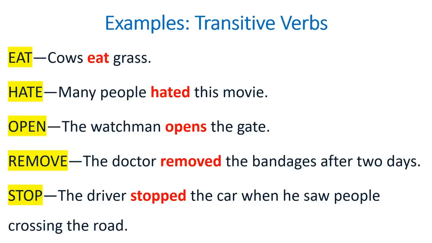Here are examples of 5 more transitive verbs. Eat. Cows eat grass. Cow is the subject, eat the transitive verb, grass the object. Without it, cows eat, is an incomplete sentence.